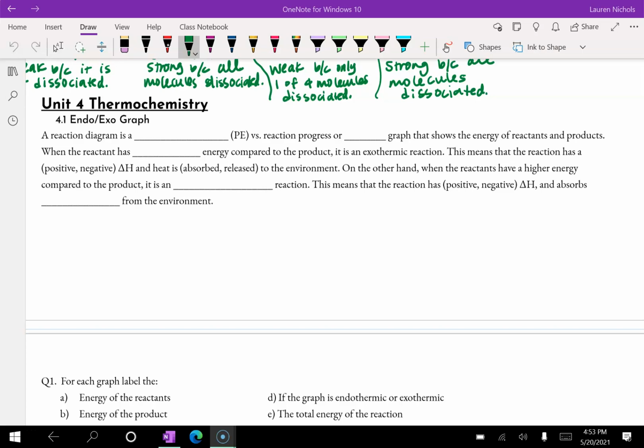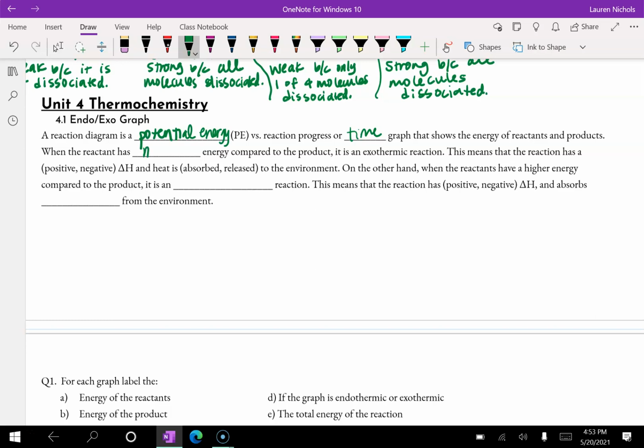So when you have a reaction diagram, that's basically a potential energy graph versus reaction progress, which is time. So basically what happens to the potential energy of the chemicals over time, and it shows the energy of your reactants and your products.